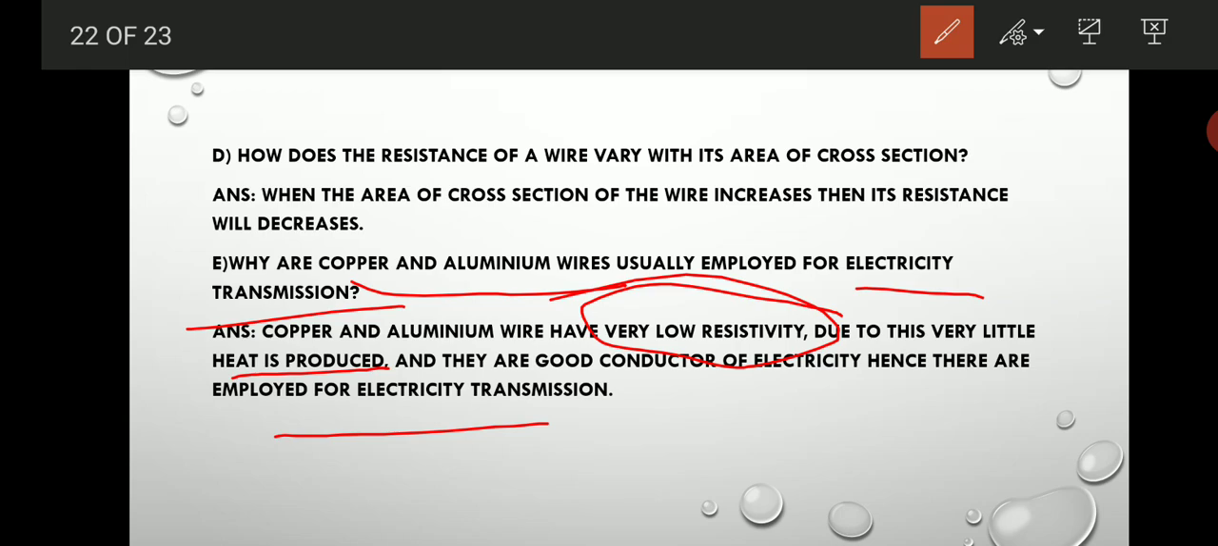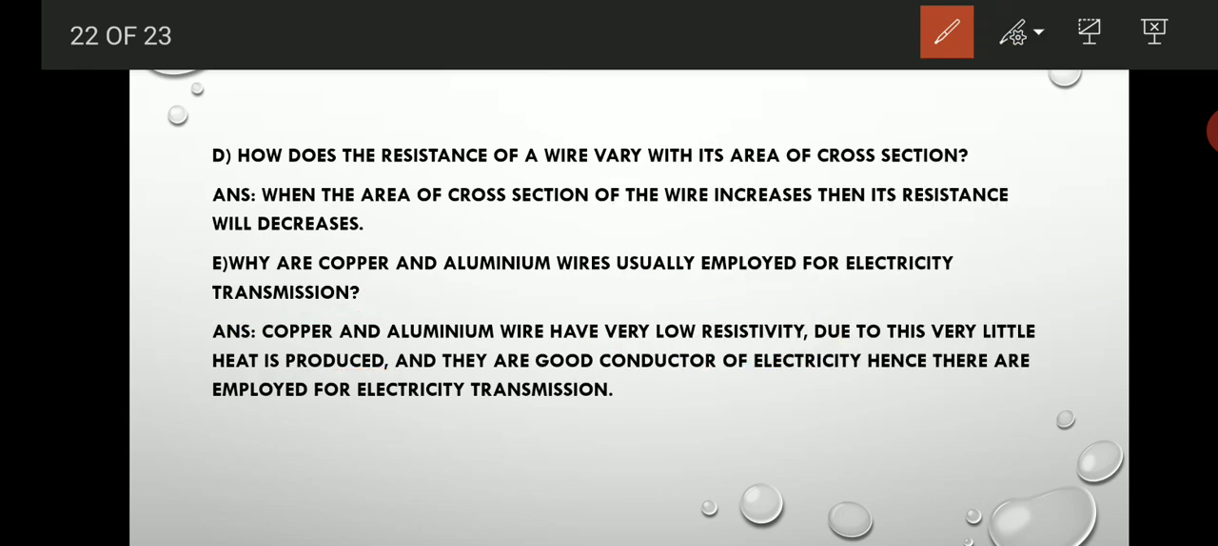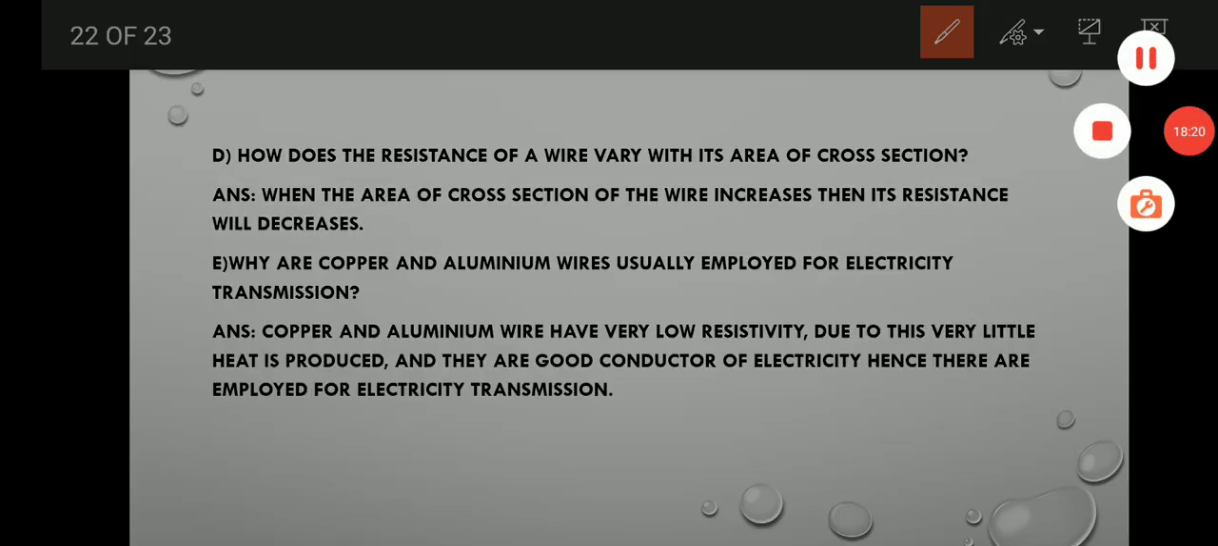I hope this is clear. Copy it in your notes, and solve the problems also. I have given the hints, so solve the problems and copy them in your notes.